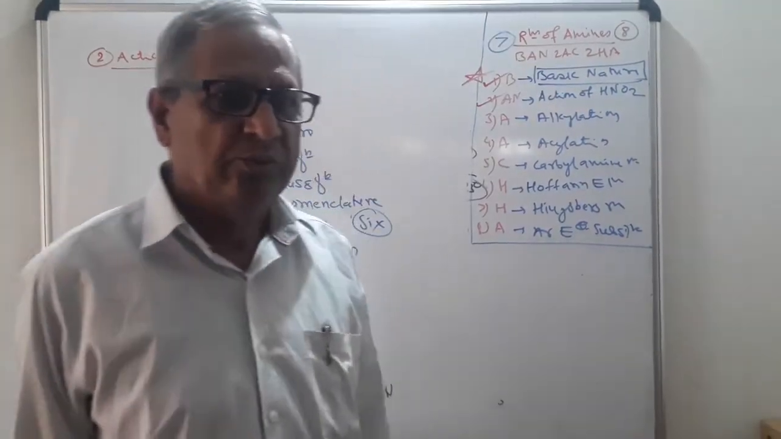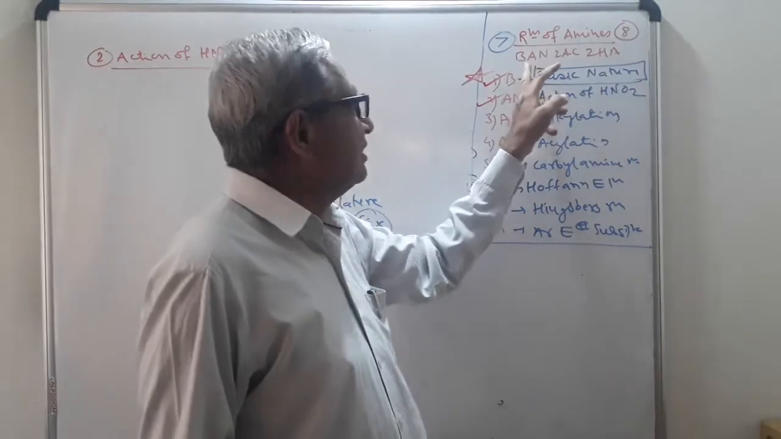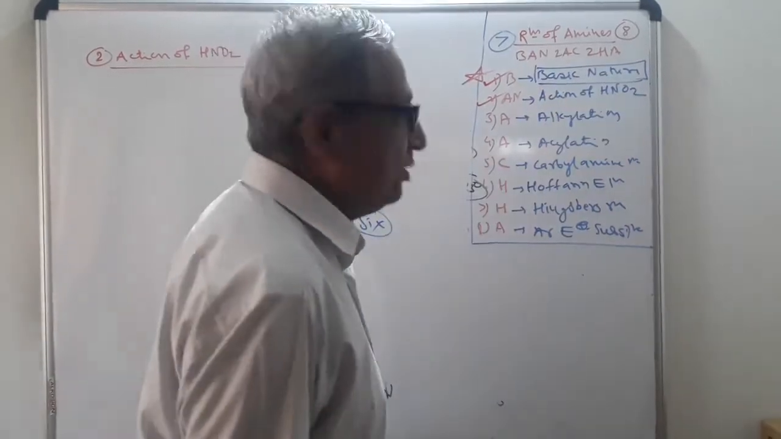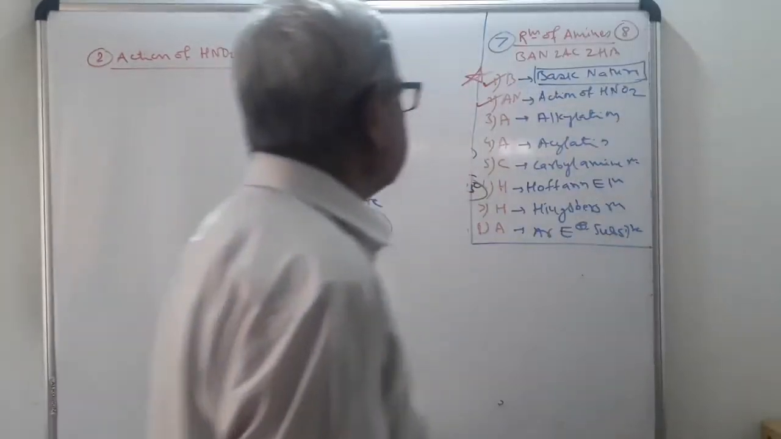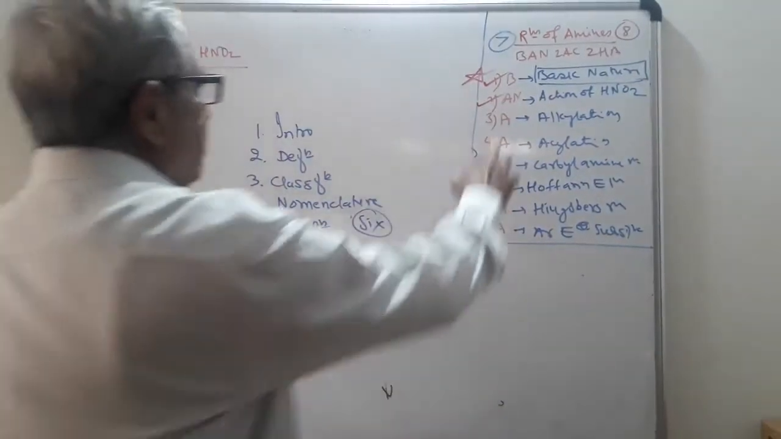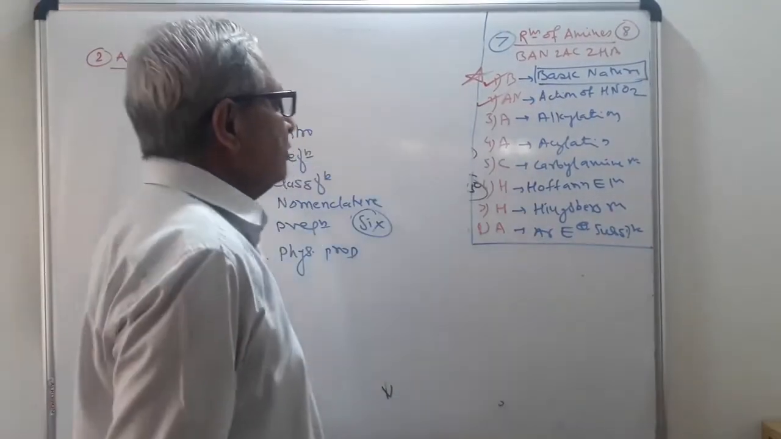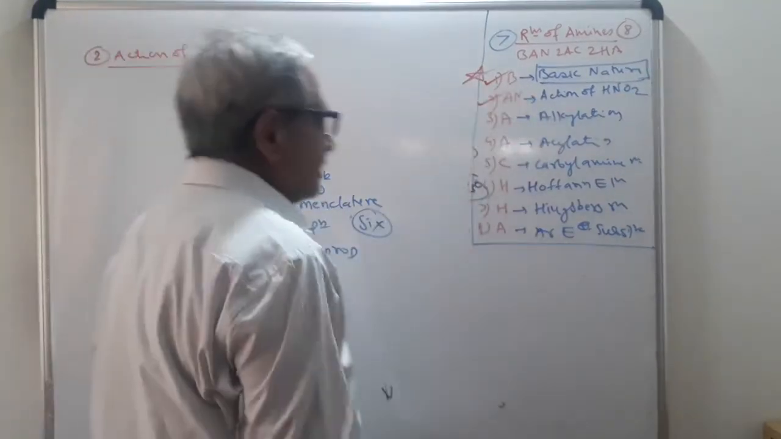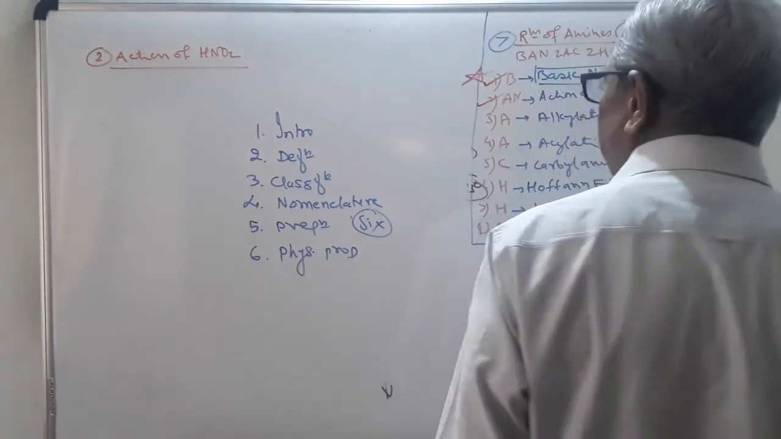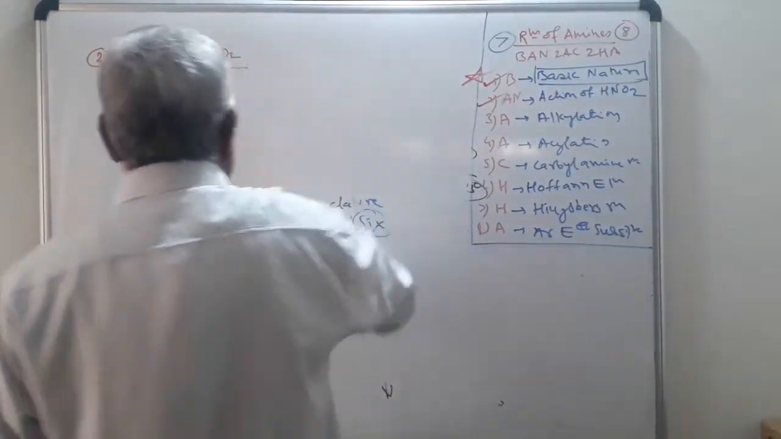In this case we have to learn a total of 8 reactions that are shortly denoted as BANDTOACHA. Now see, the first point is the basic nature. We completed the point basic nature of amines. Now we are going to start the second reaction, the action of nitrous acid. So give the title, action of nitrous acid.